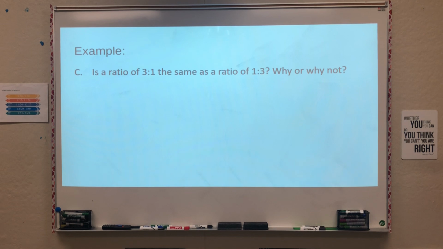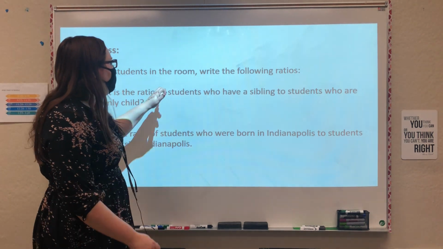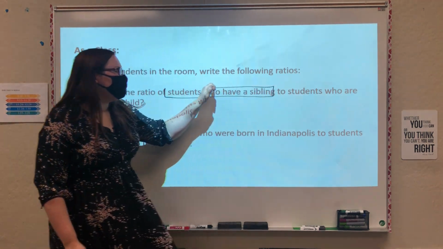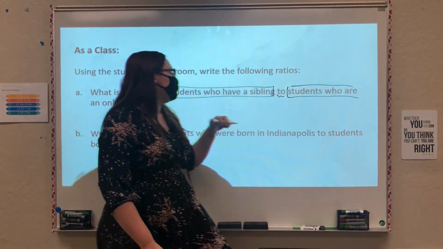So the last part of this first section is practicing writing some ratios using you all in the room. We're going to write the following 2 ratios. The first one is, what is the ratio of students who have a sibling to students who are an only child? You're going to have to talk to each other to figure this out. We want the ratio, I'm going to box some stuff out, of students who have a sibling to students who are an only child.